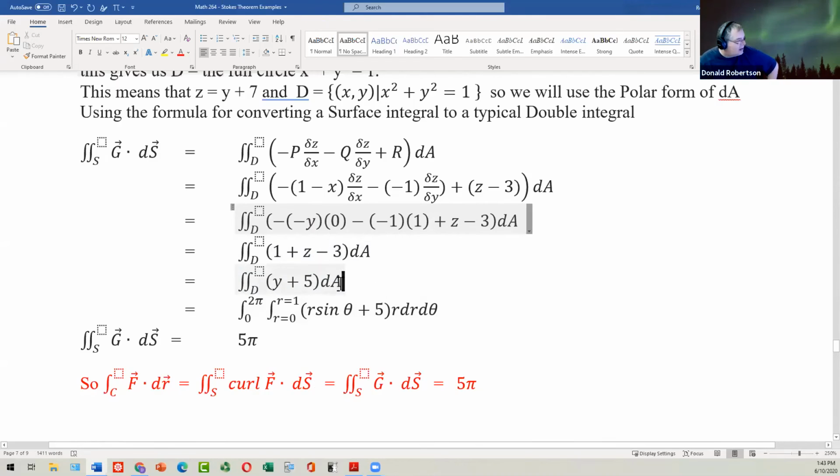Now, I'm going to go polar. That means the y gets turned into r sine theta. The dA becomes r dr d theta. And it's a complete circle this time. So 0 to 1 and 0 to 2 pi. And trust me, the answer is 5 pi.